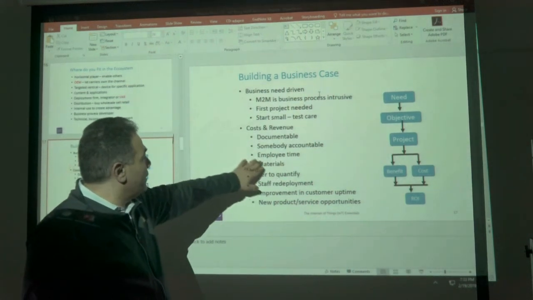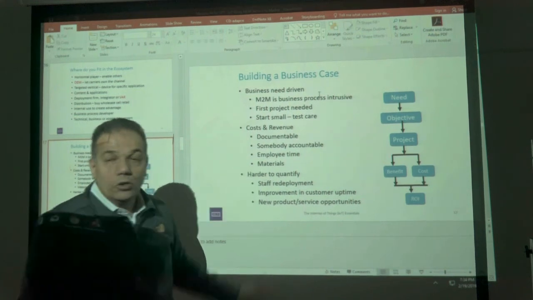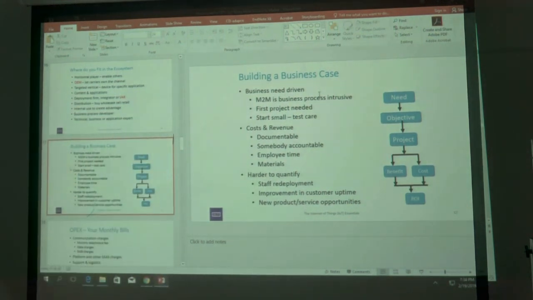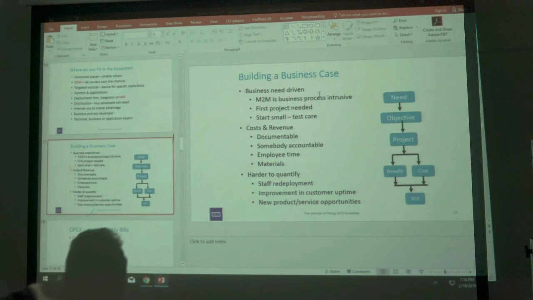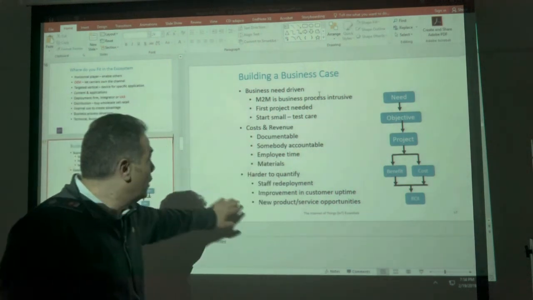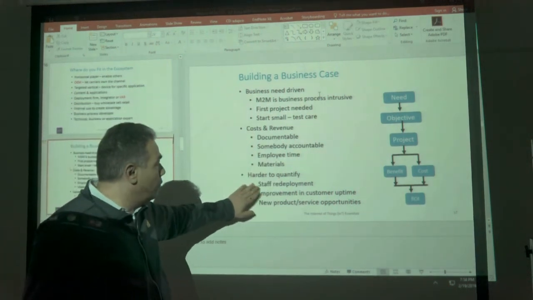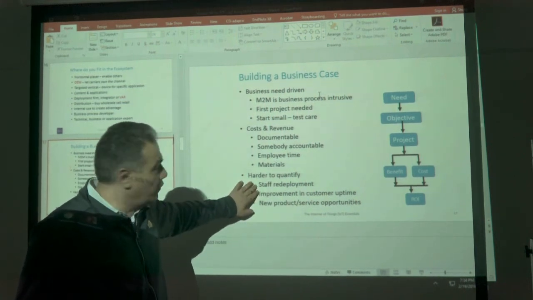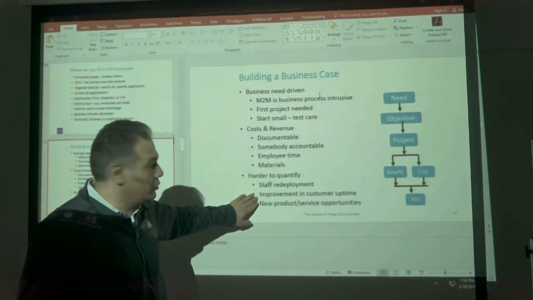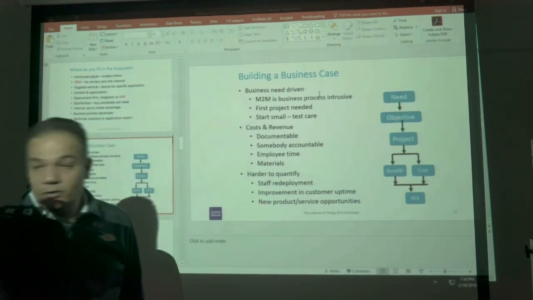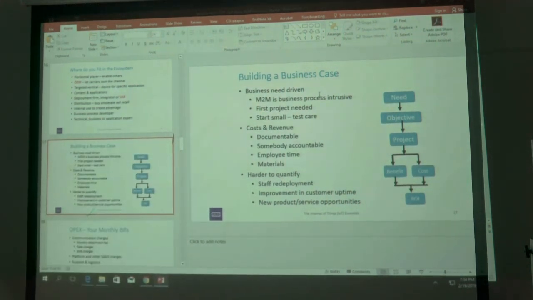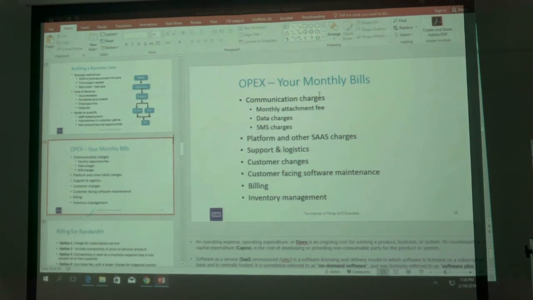Somebody's accountable, employee time, also something you underestimate. If you hire an engineer for $100,000 a year, this engineer will get $100,000 a year, whether you make money or you don't make money. So you have to know what the materials are, what kind of materials. Then things hard to quantify: staff redeployment, improvement in customer uptime, new product service opportunities. This is hard to quantify. There are things you could quantify, and things you cannot even think of.